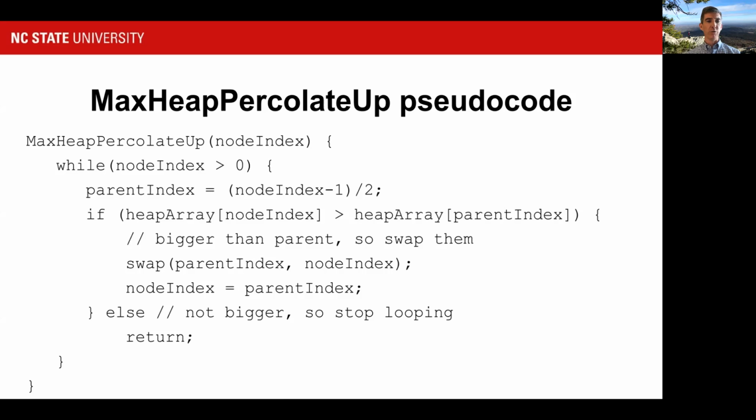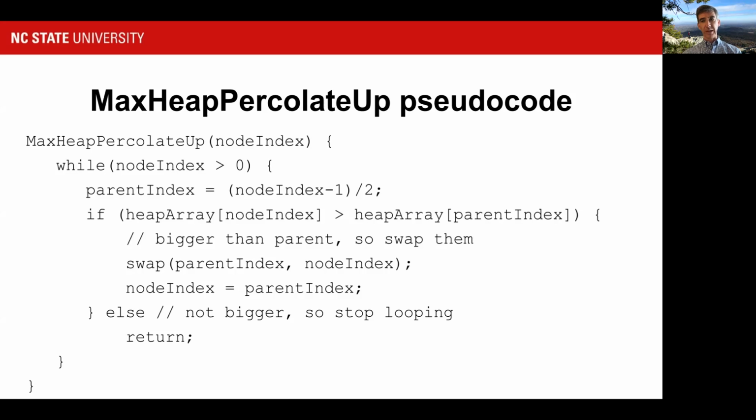So we have a while loop here to reflect that this is something we may have to do several times. And so as long as our node index is bigger than 0, we are going to keep going up the tree. The reason we have this condition greater than 0 is because once we get to the root, we should not continue, right?